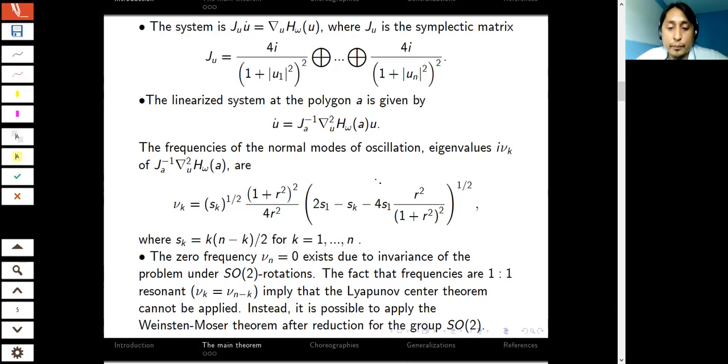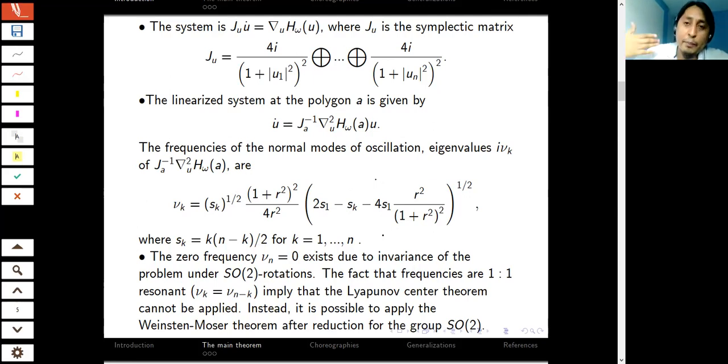Something that I want to say is that you can see that nu n is equal to 0. Why? Because when k is equal to n, this is 0. So this is 0, everything is 0. Okay. That frequency actually exists due to the invariance of the problem under SO(2) rotations.